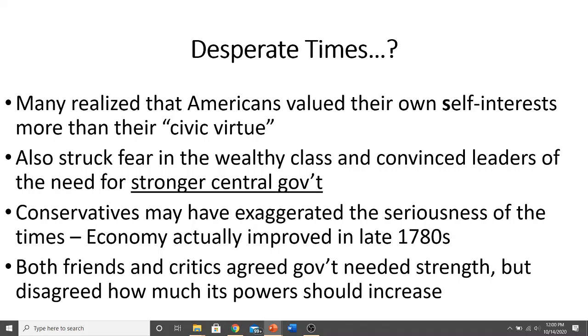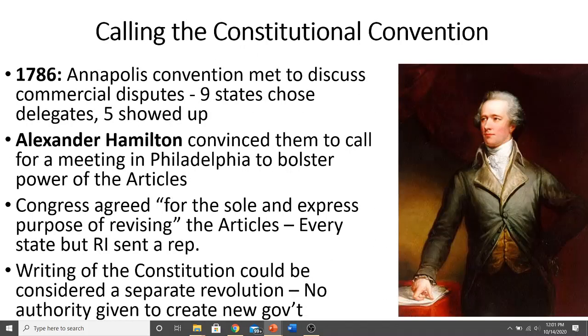It also struck a fear in the wealthy and leading class of people in our country, like Washington, the Adamses, the Hamiltons, the Edmund Randolphs. They recognized there was a need for a stronger central government, because if you cannot handle even one single mob, if one mob can shut down the court system and make you repeal taxes and basically drive you further into debt and chaos, that is an issue. Now, some historians say that these ideas and these events were exaggerated and that they weren't as serious as they actually were because the economy actually improves in the late 1780s. But both friends and critics agreed that the government needed more strength. The problem is how much power should that government be given, because you don't want it to be overbearing.